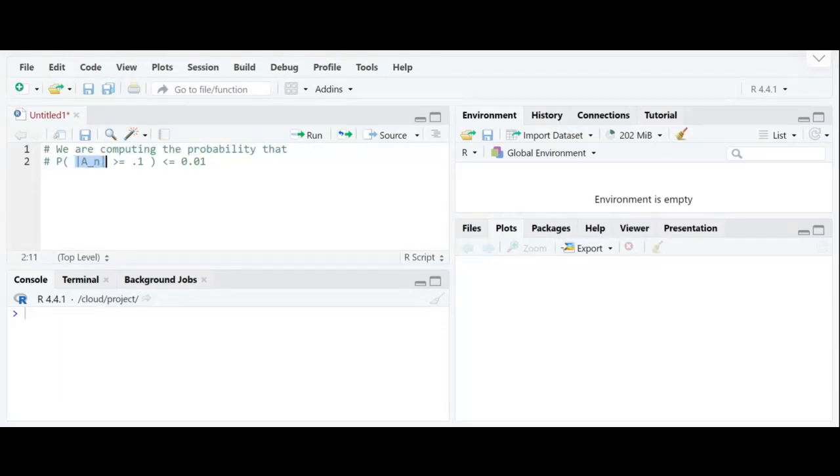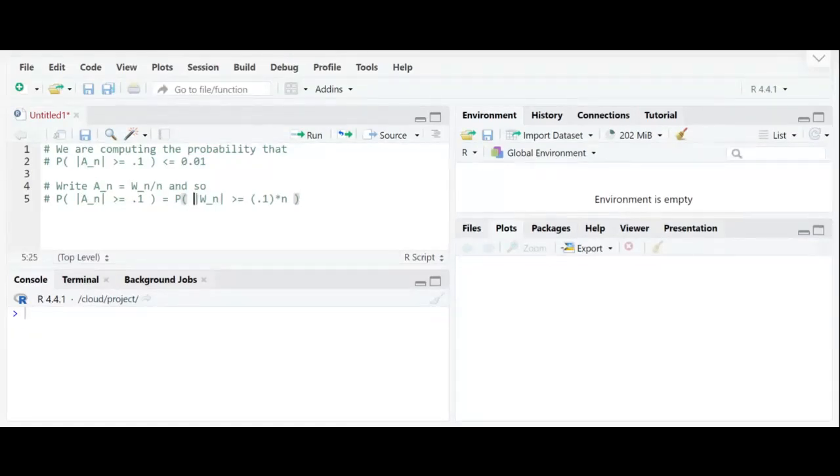Well, what we did is we write the average, the polling average, as the random walk divided by n. And so the probability that an is greater than or equal to 0.1 can be written as the probability that the random walk is greater than or equal to 0.1 times n, like that.